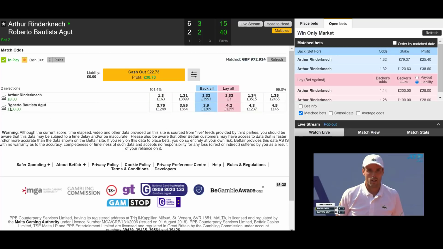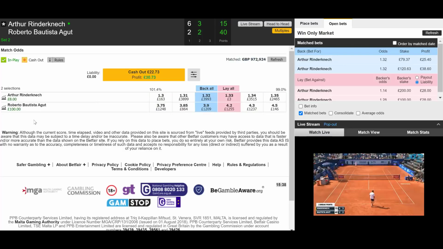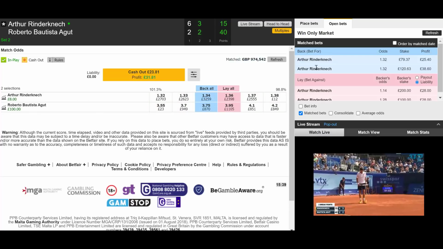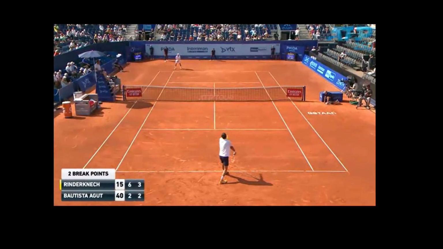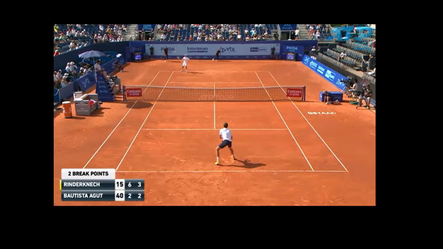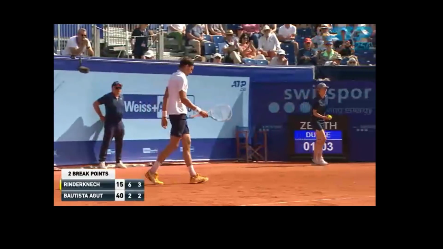And now we're in a position where we still got that £100 of upside on Bautista Agut, which obviously we're looking for Bautista Agut to get back into it, and then maybe we can just green this up. But yeah, as it stands now, we're definitely not gonna take a loss on this trade. So let's see if Bautista Agut can score the break. Yeah, he has scored the break.